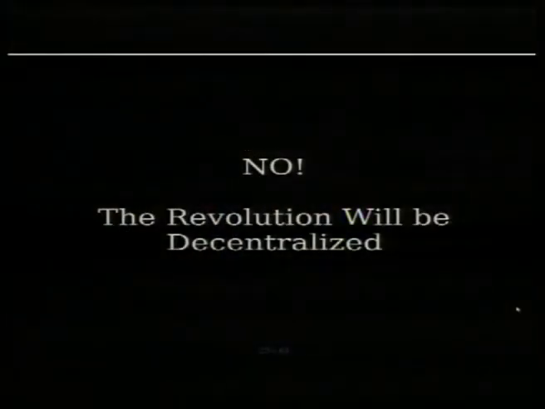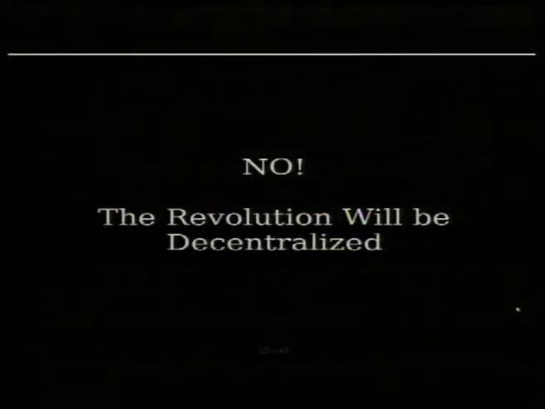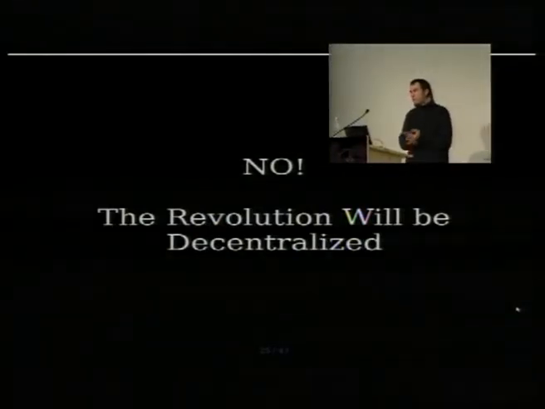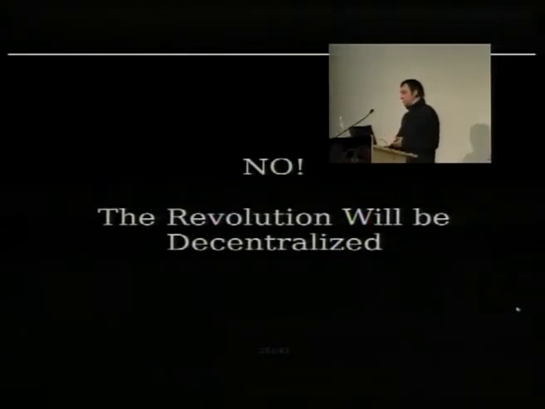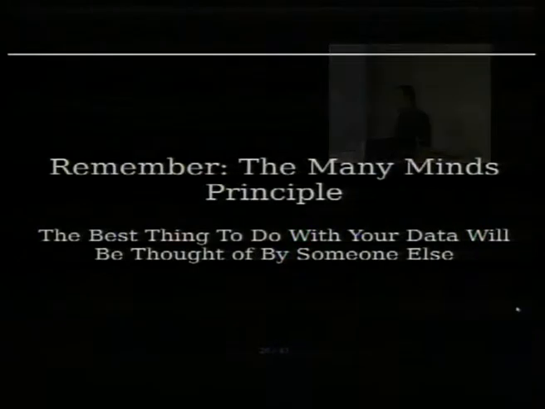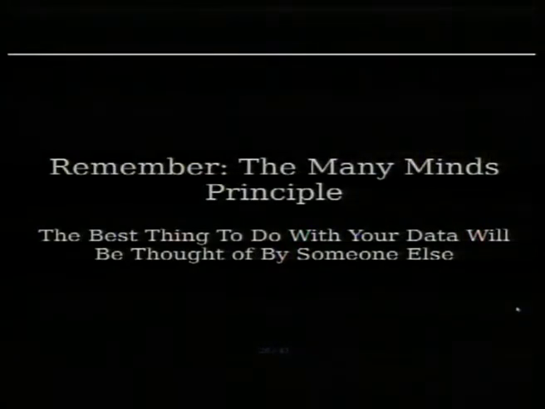And it's a kind of one ring to rule them all model. Everything will come in. No, the revolution should and will be decentralized. So what does that mean? What it means is we don't have one person in charge in some sense. Remember, that's the many mind principle. The best thing to do with your data will be thought of by somebody else, not by you.